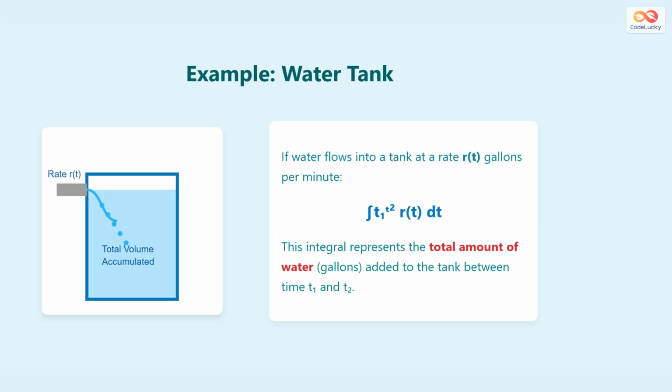Imagine a water tank. If water is flowing into the tank at a rate of r of t gallons per minute, integrating this rate function over a specific time period gives us the total volume of water that has been added to the tank during that time. It transforms a rate of flow into a total quantity.